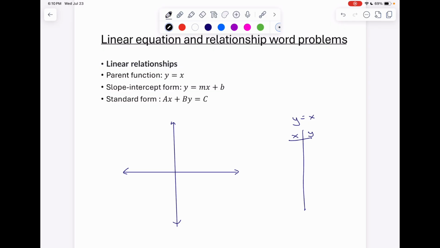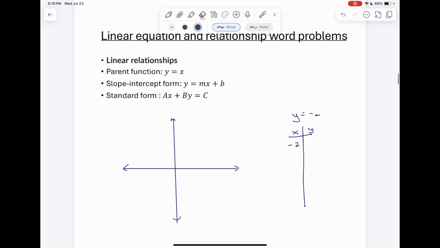So when x is -2, if I put a -2 in for my x, I see my y is -2. Put my x back there. My x is -1, put a -1 in for x. It looks like my y is -1. When my x is 0, my y is 0. Wait a minute, I see a pattern here.